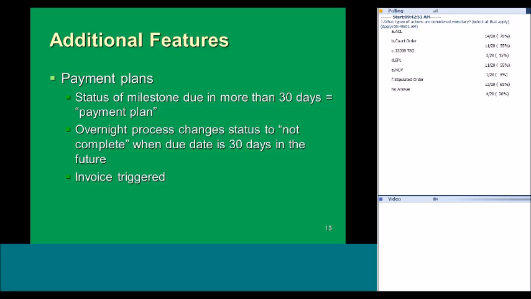Then we have an overnight process, so CIWQS will check all the milestones that have the status of payment plan, to see if they are still more than 30 days out. When they are less than 30 days out, it'll automatically change the status to not complete, and this will then get transferred over to FMS, and an invoice will be generated.